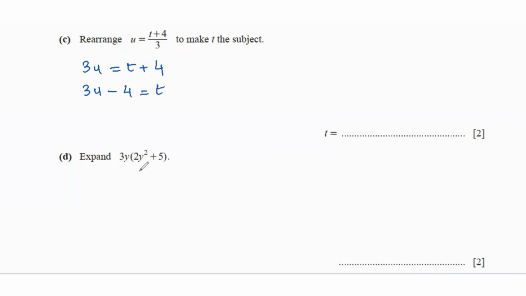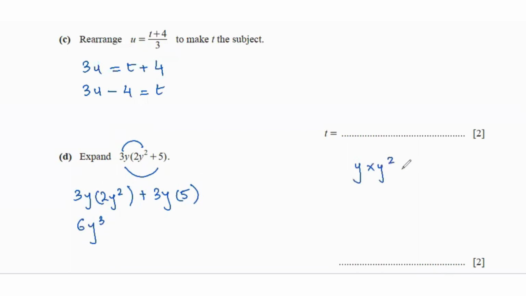Next part says expand 3y times 2y square plus 5. We'll multiply 3y with 2y square and 3y with 5. So 3y times 2y square plus 3y times 5. 3y times 2y square is 6y cubed. The reason why it's 6y cubed is because whenever we're multiplying similar bases, we add the powers. So it's going to be 1 plus 2, which is 3. And 3y times 5 is 15y.